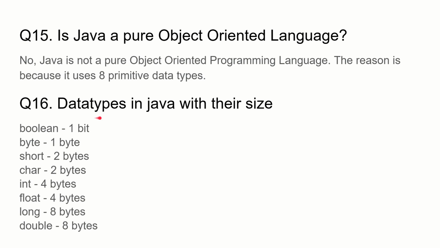Next question would be data types in Java with their size. So these are the 8 data types. Boolean, which is of 1 bit in size. It can be either 0 or 1. Then there is byte, which is having a length of 1 byte. Short, having length of 2 bytes. Char, having length of 2 bytes. Int, having length of 4 bytes. Float, having length of 4 bytes. Long, having length of 8 bytes, and double, having length of 8 bytes.